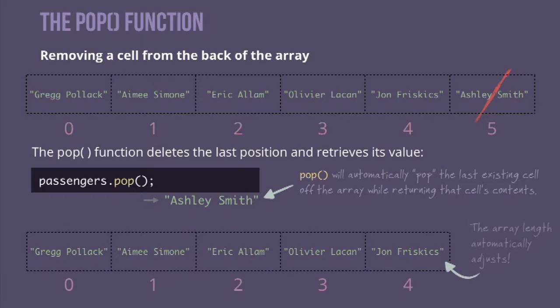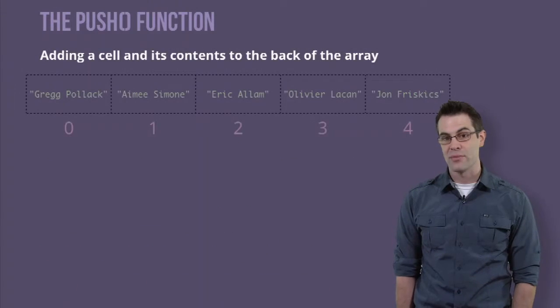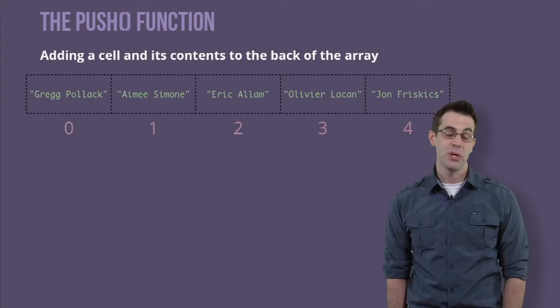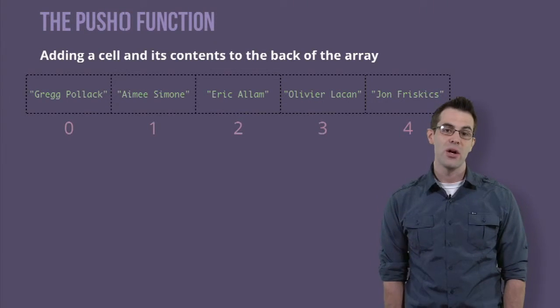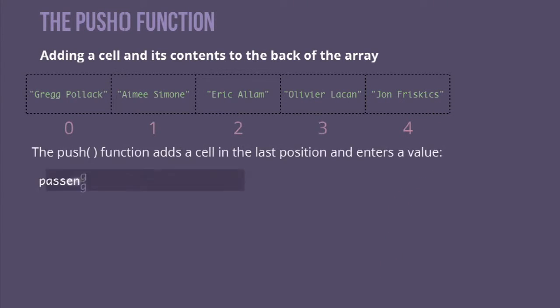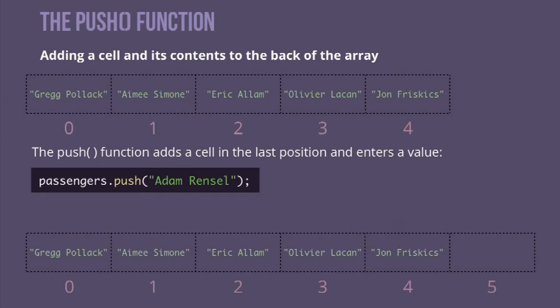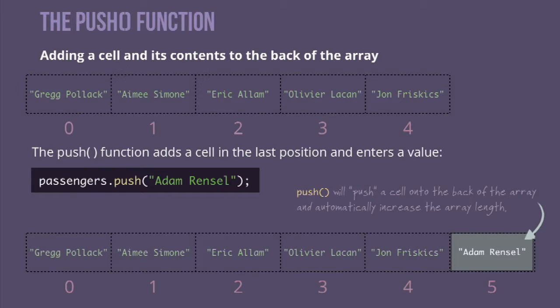After we call the pop method, we can see here that our array now has one less cell. Well, if we've taken a piece off the back of an array, we should also be able to put a piece back on. We can do that with the push method. So if we start here with our previously shortened array and we call the push method on our array passengers, using the string Adam Rinsel, we see that Adam gets added to the very last cell in the array, and the length is automatically increased.